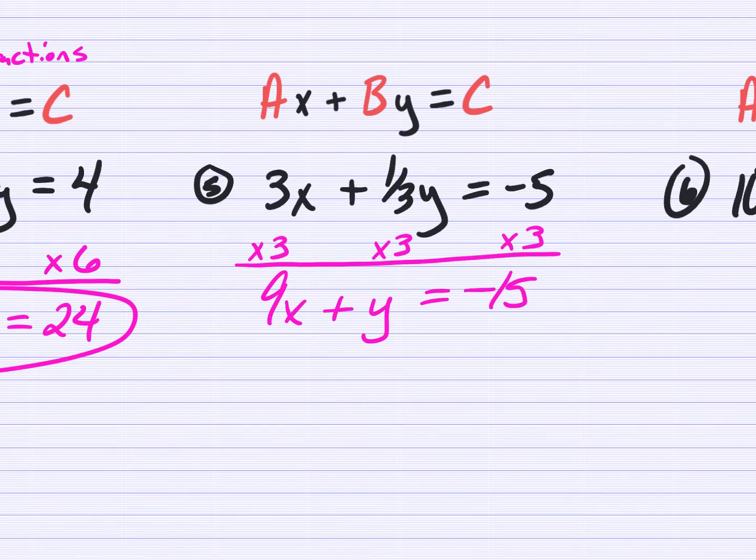So again, it passed rule number 1. We've made it past rule number 2. And rule number 3, 9, 1, and -15. There is no number that goes into 9, 1, and -15 other than 1. So this is considered reduced. So this is standard form.